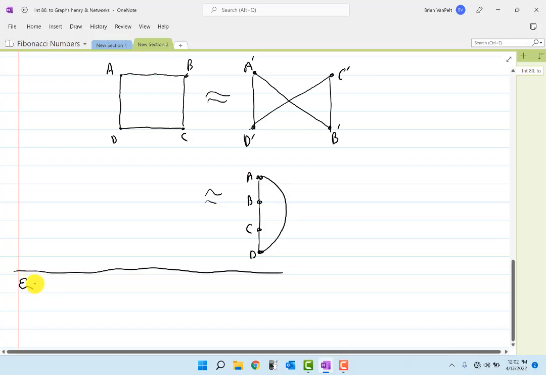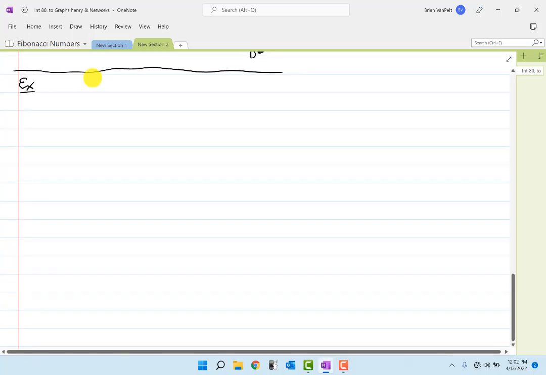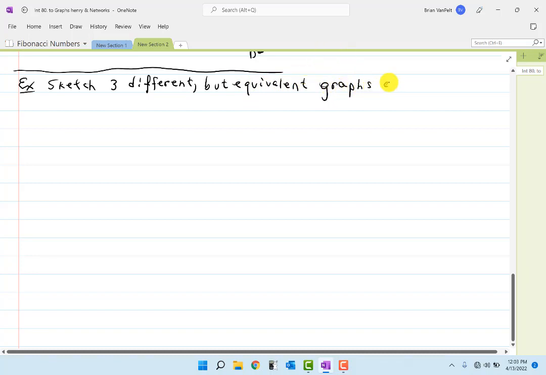To give you practice, you'll be required to come up with some graphs and come up with their equivalent looking ones all on your own. So let's do an example of this. Sketch 3 different but equivalent graphs of, so the one I'm going to give you looks like this.